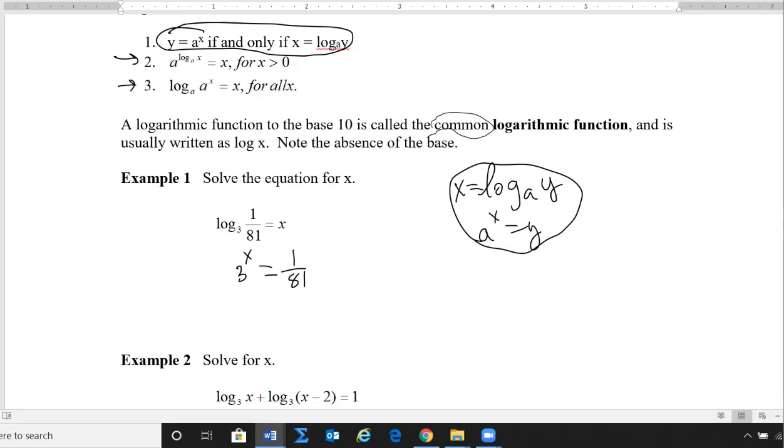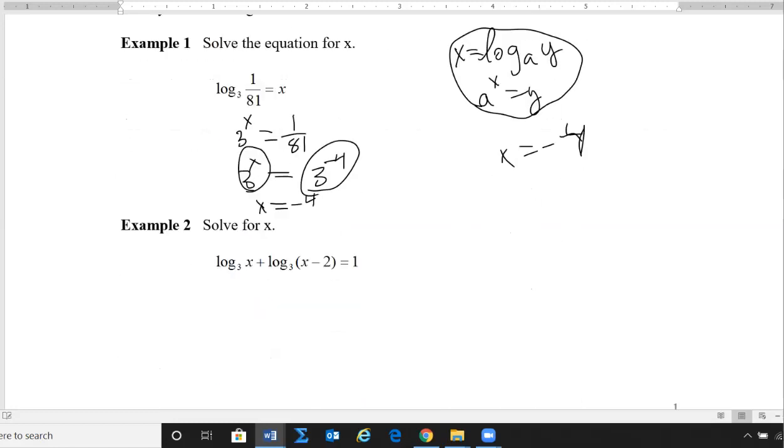Now, this can be solved conveniently because we have 3 to the negative 4, which is equal to 1 over 81. And because this exponential function with a base 3 is continuous and 1-to-1, we know that x must be negative 4. It's the only way you can have 3 to the x equal to 3 to the negative 4, is if the exponents are equal. So there's your solution. x is negative 4. Okay, let's get the next one.